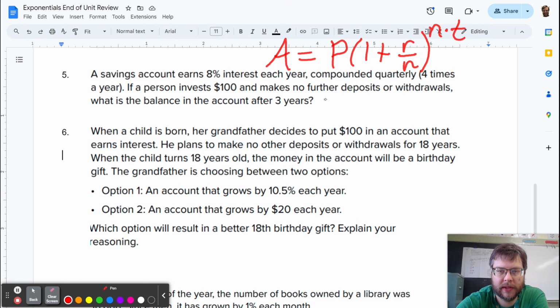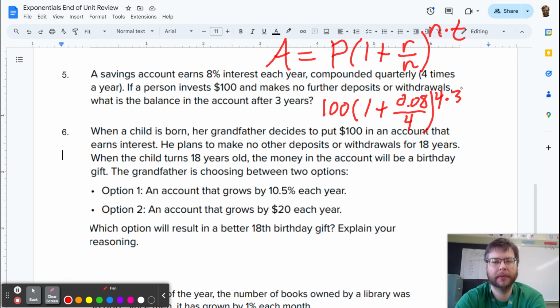Okay, so here's this equation. We start with $100. The person invests $100. They earn 8%. So I divide 8 by 100, 0.08. Compounded quarterly, 4 times per year. In 3 years, multiply it by 3. So just type in exactly that, please.